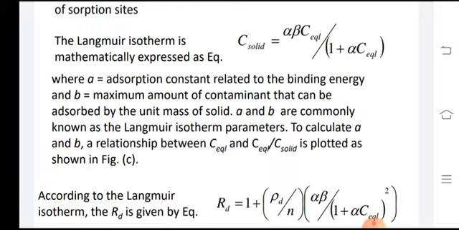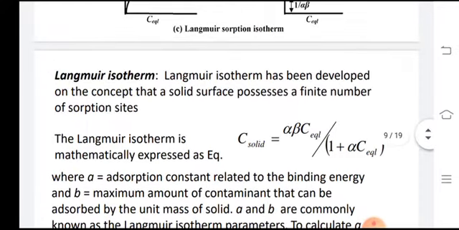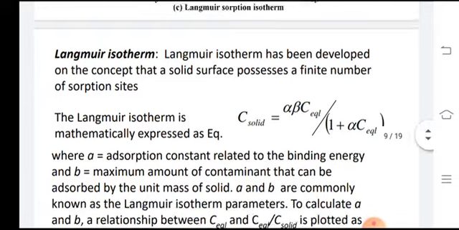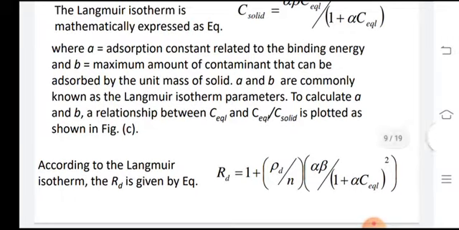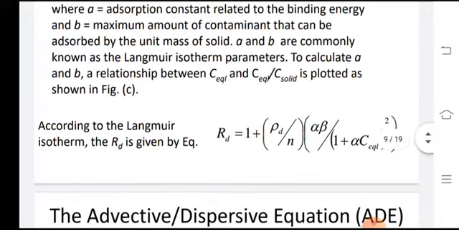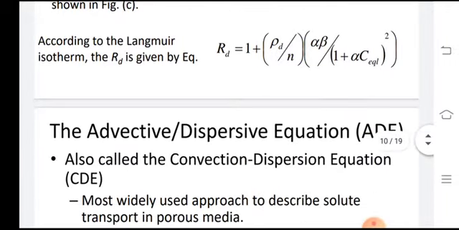Now these are included because we have a finite number of sorption sites on the solid phase. That's why we are limiting our expression through different constants. So A and B are introduced. Similarly, we are introducing the relationship between C equilibrium over C solid, and this ratio will be expressed versus the C equilibrium. So again, this is to limit the amount which is going to get attached.